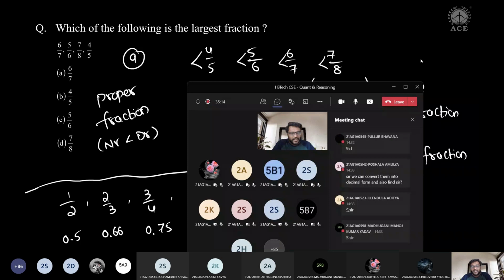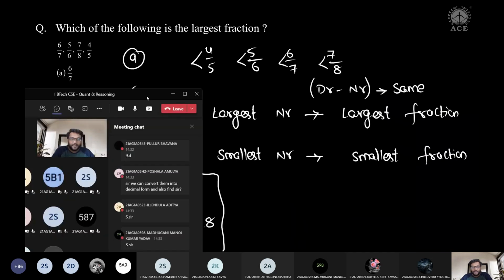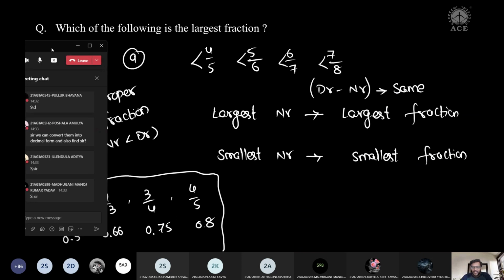But suppose it is 77 by 78, 67 by 68, like bigger numbers. It's not easy for us to do. So this logic is applicable for small values as well as big values. So hope you are okay with this conclusion. Guys, this conclusion okay?